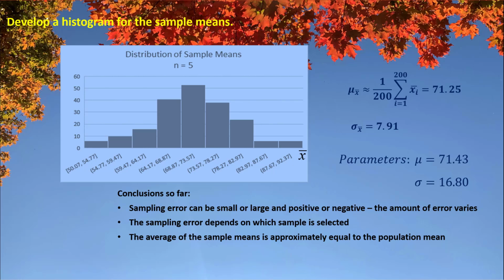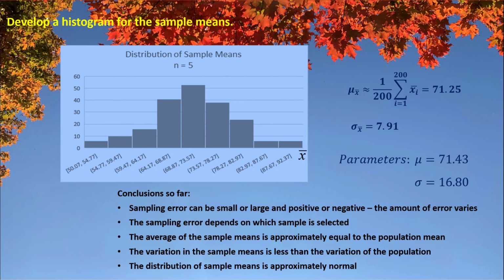When we pick 200 possible sample means, we calculate the average value from these 200 possible sample means. It seems close to the population mean, 71.25 and 71.43. The variation in the sample means is obviously less than the variation of the population. The distribution of sample means is approximately normal.